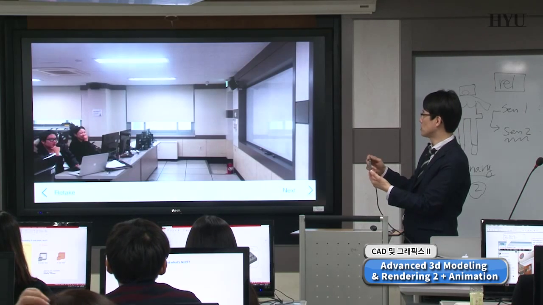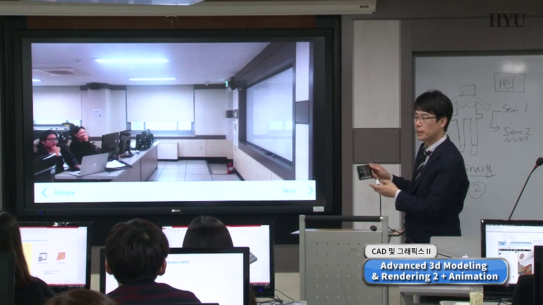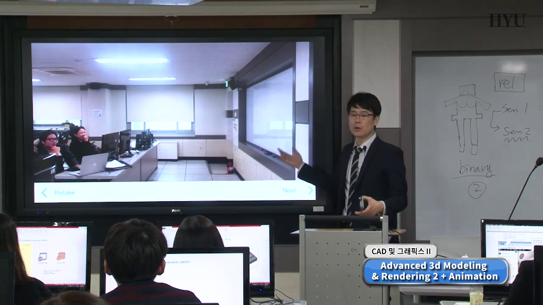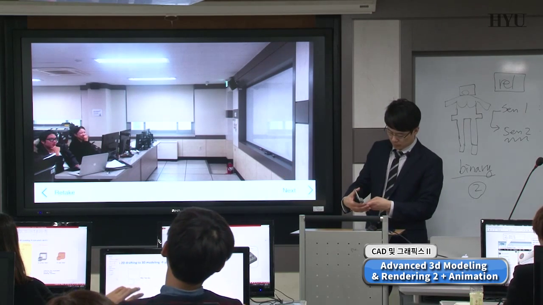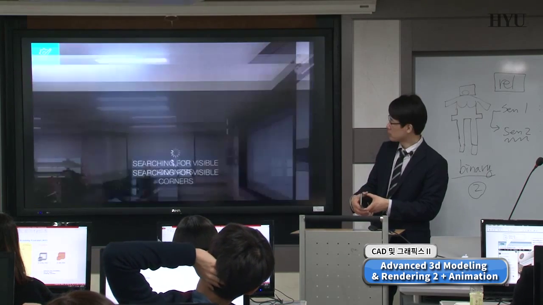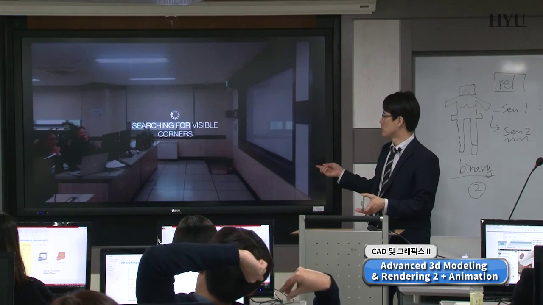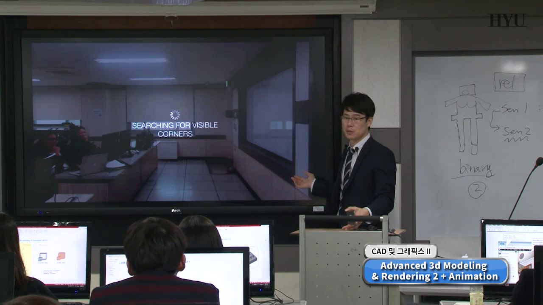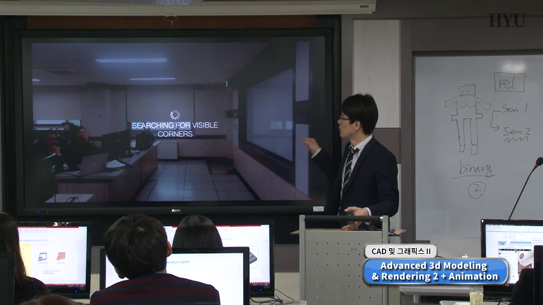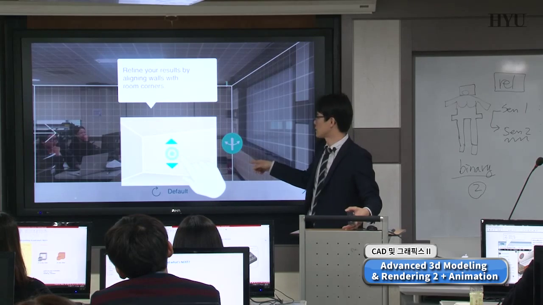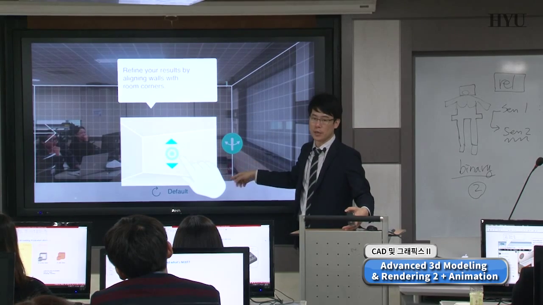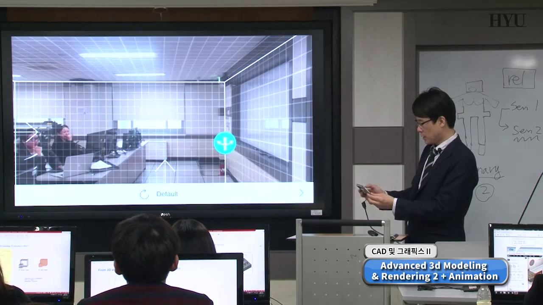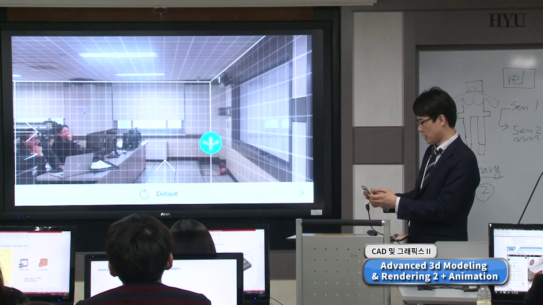Okay, I just took the picture. If I click next, take a look at what happened. It's searching for visible corners, which means based upon this digital image just captured, this application detects the corners and the walls. Okay, so let's take a look at the corner definition like this.